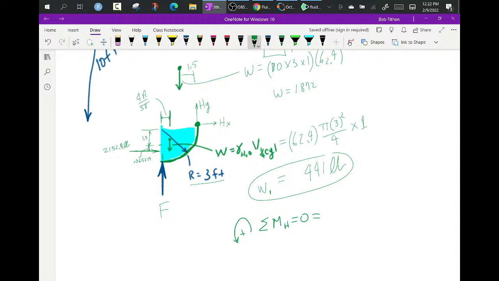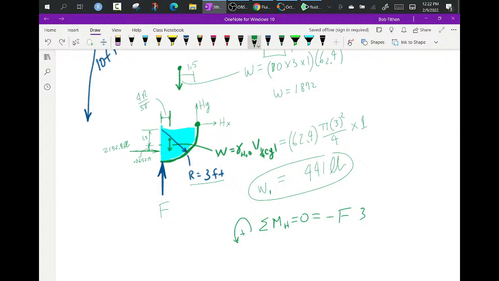Now the F is spinning around this way, so it's a minus F. The moment arm is 3. So we took care of this one. Now let's take care of this one.